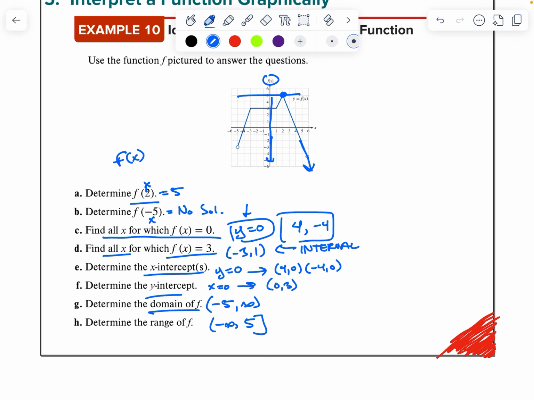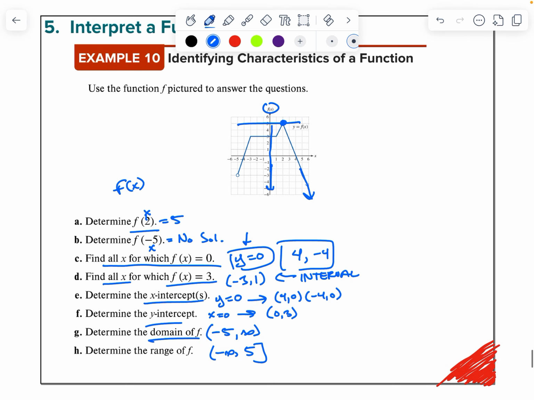And that's the basics of functions. We are going to keep on learning about functions this unit, different types of functions, domain, range, increasing, decreasing, and all sorts of attributes of functions.